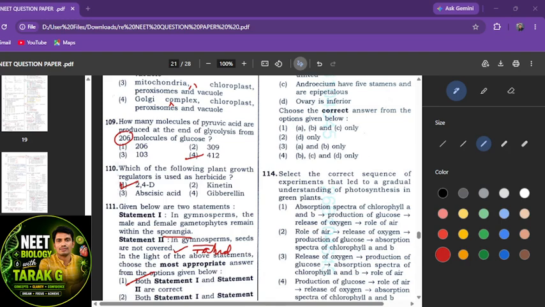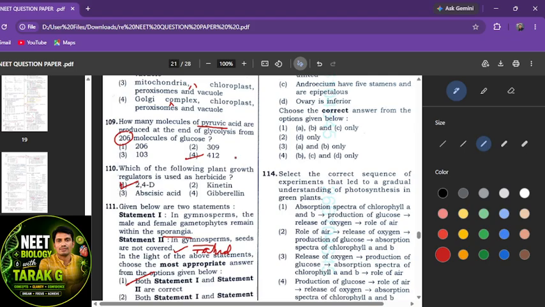Dear students, I'm going to continue the remaining questions which were asked in the re-NEET exam. So here, this calculation I'm going to explain. Question 109: how many molecules of pyruvic acid are produced at the end of glycolysis?